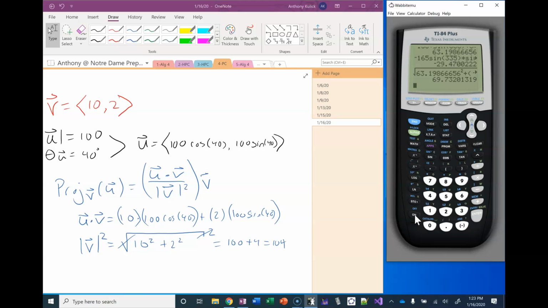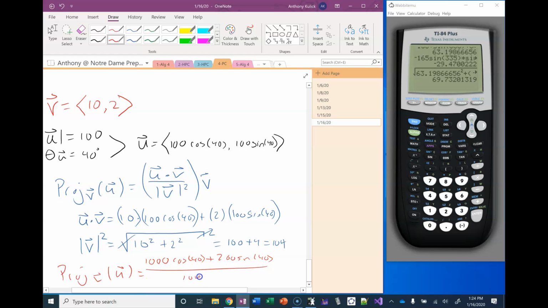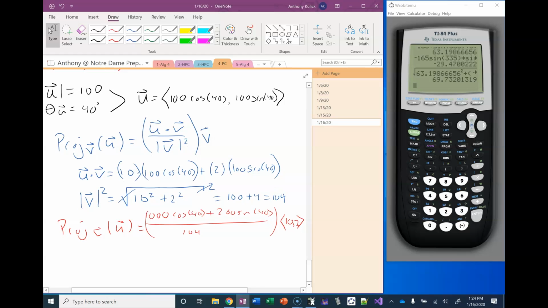So, if I go ahead and do this then, we'll write it down here. We're going to have 1,000 cosine 40 plus 200 sine 40 over 104 times the vector 10, 2. And I'm just going to do that on my calculator.